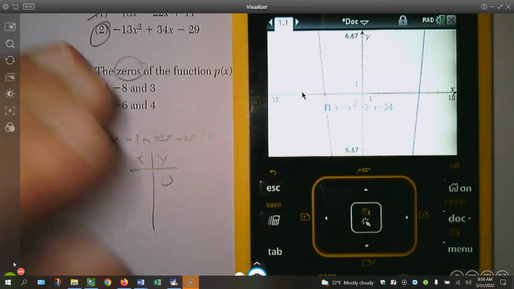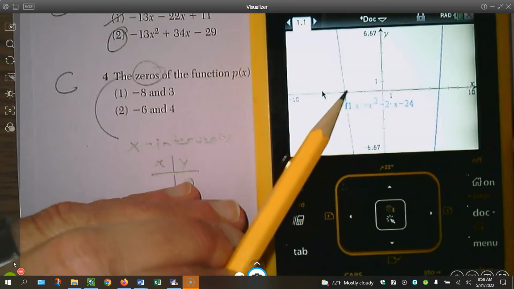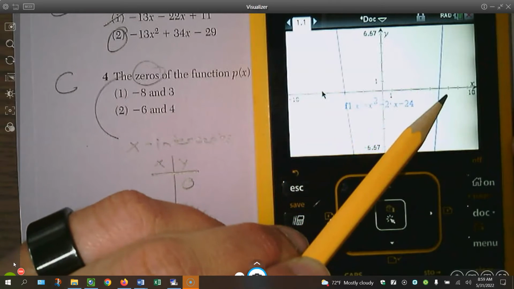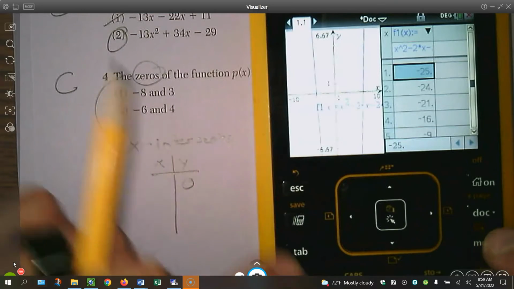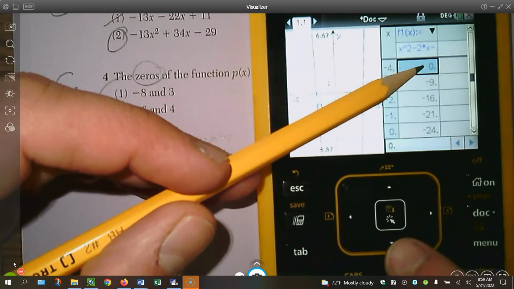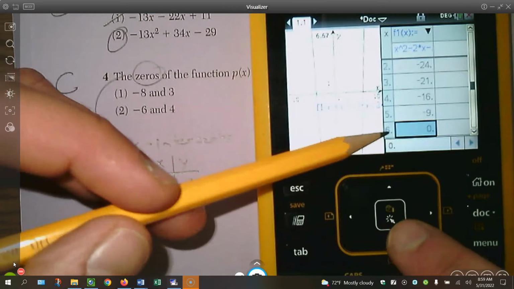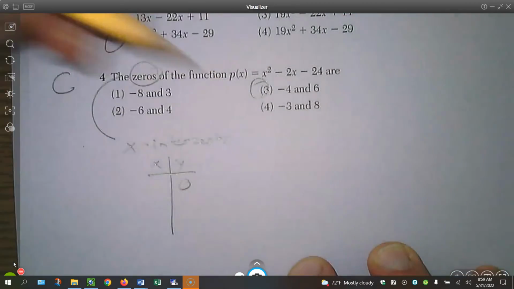I can look at the graph pretty quickly and see, okay, here at negative 1, 2, 3, negative 4, and positive 1, 2, 3, 4, 5, 6. Negative 4 and positive 6. I can also add a table and double check that. At negative 4, I get 0. And at positive 6, I get 0. So a couple ways I can look at that. So that's going to be choice 3.